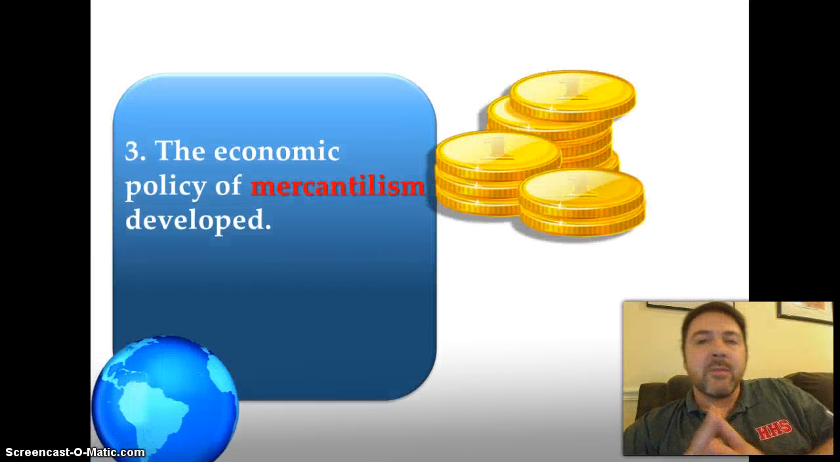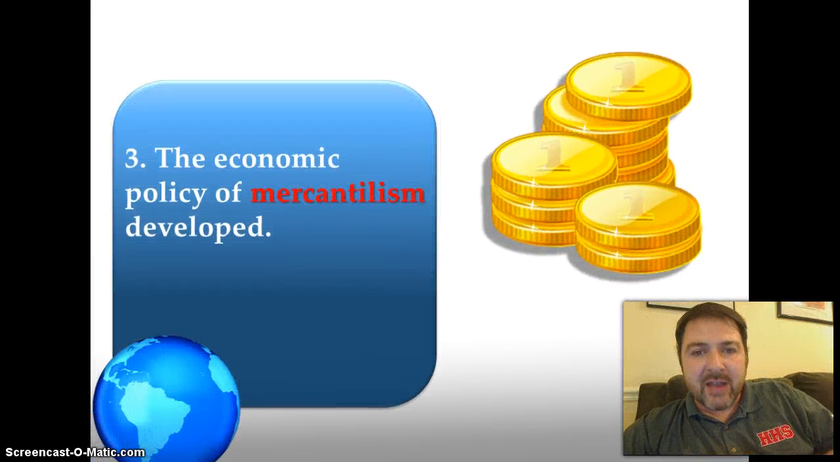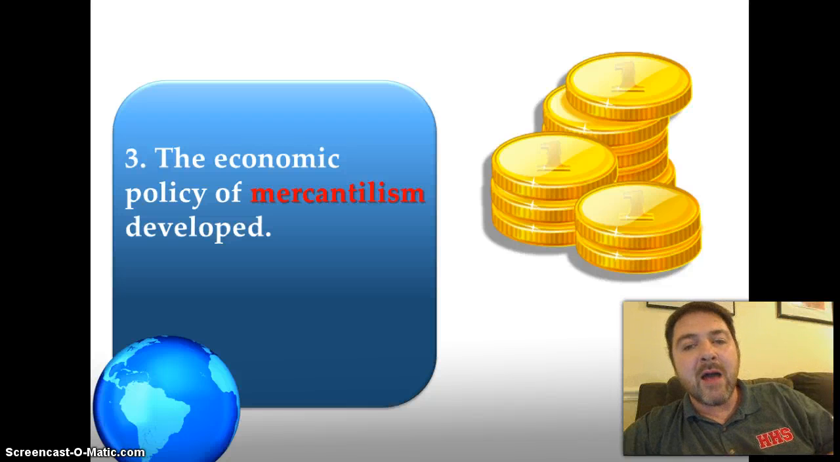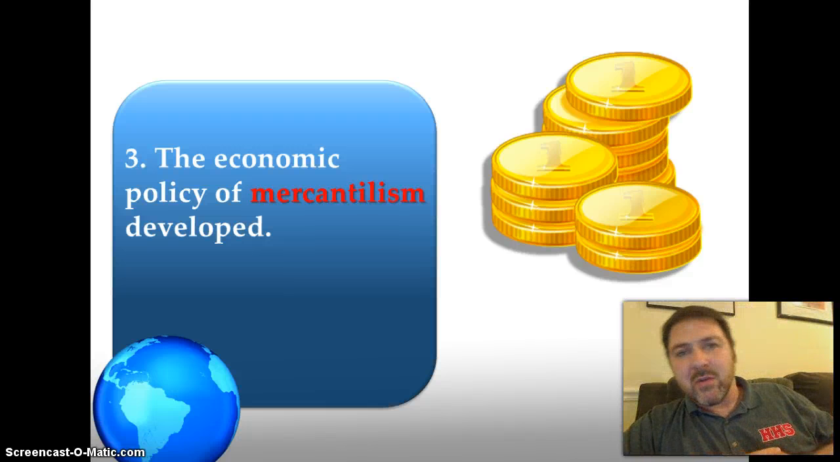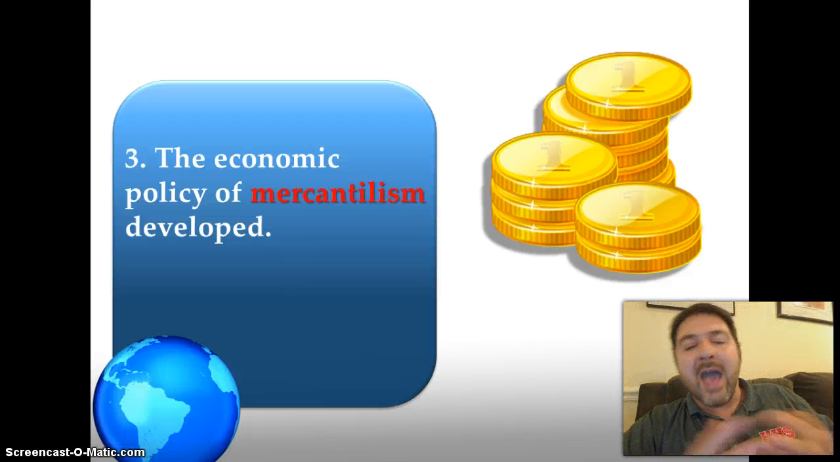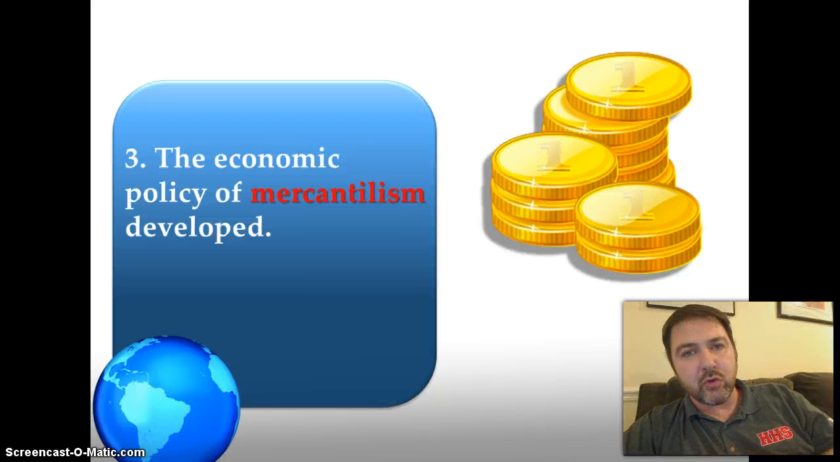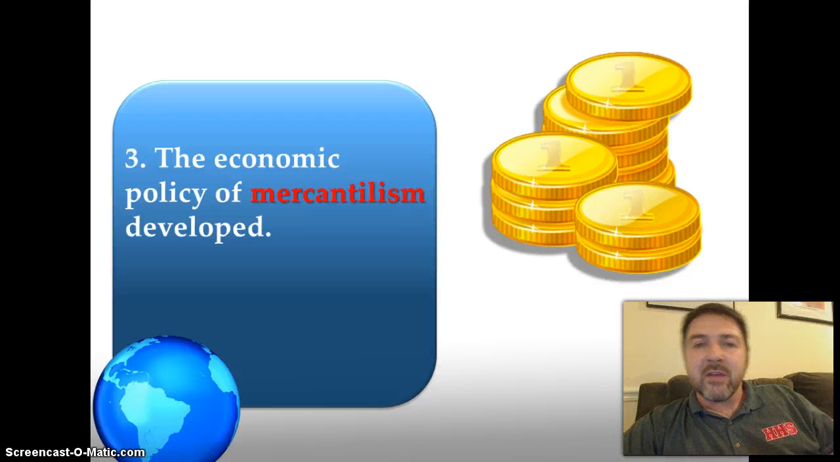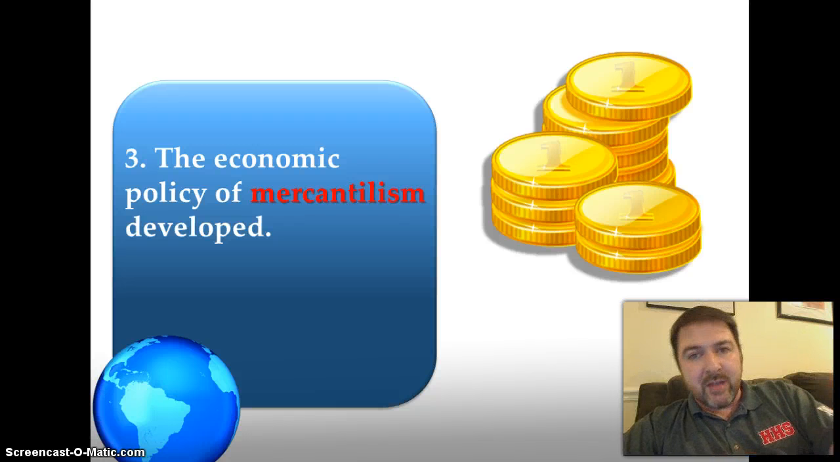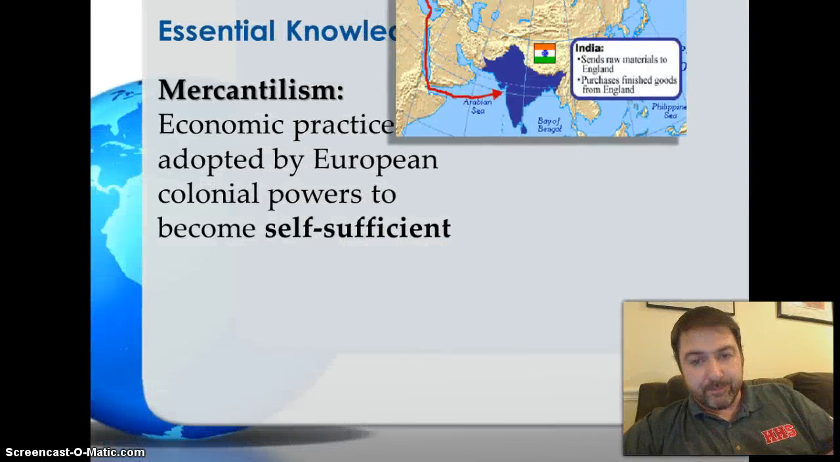Okay, and then our last piece of our standard here is this economic system or economic policy called mercantilism. Economic systems are things like capitalism, communism, socialism. They're ways of organizing and running an economy. Mercantilism is a system that doesn't really exist too much in the world today. But during this time period that we're looking at, it was the dominant economic system in colonial Europe.